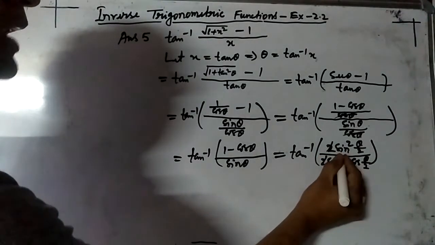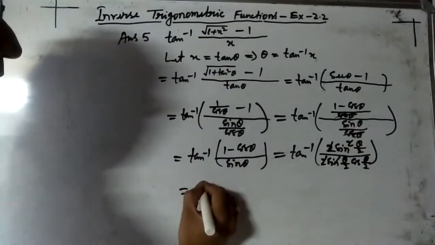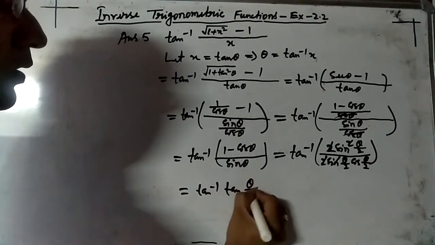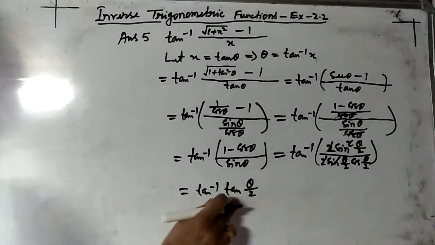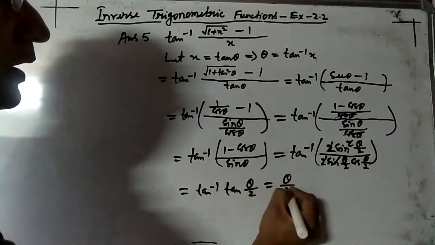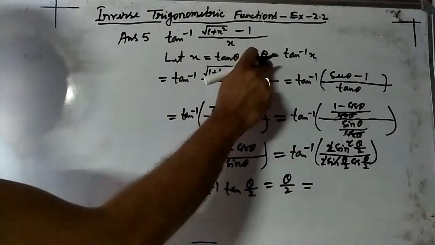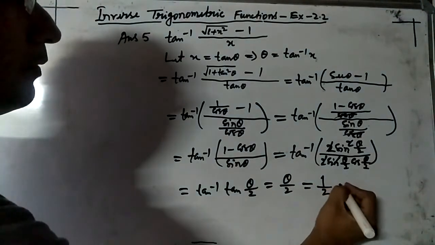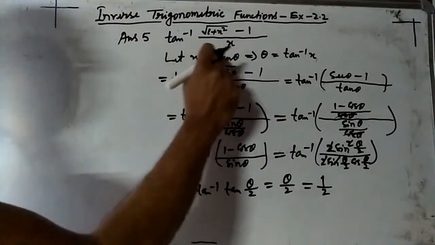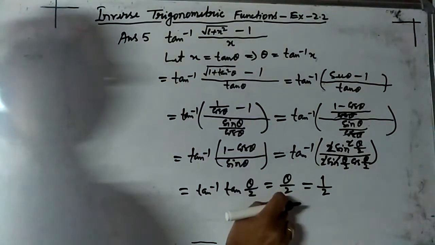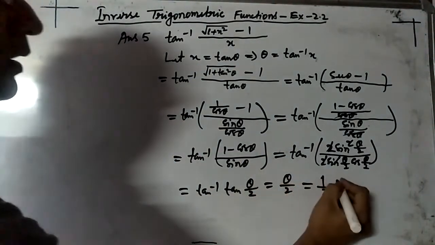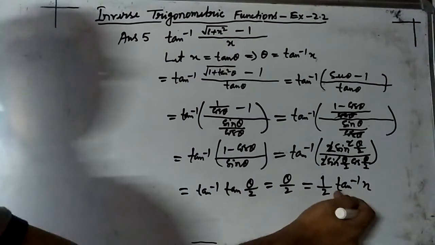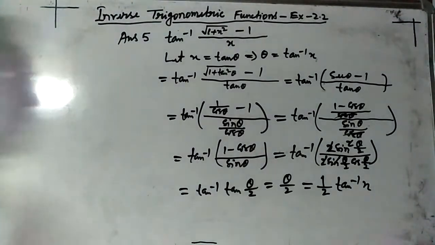2 cancels, 1 sine will be cancelled, then you will get tan inverse tan theta by 2. So we know that tan inverse tan theta by 2 is theta by 2, and put the value of theta. Already we have found here theta equals tan inverse x. Value of theta you have to put because we have considered x equals tan theta. So in final step you have to put the value of theta, that is tan inverse x, and this is the answer. Its simplest form is half tan inverse x. I hope you understood everyone.